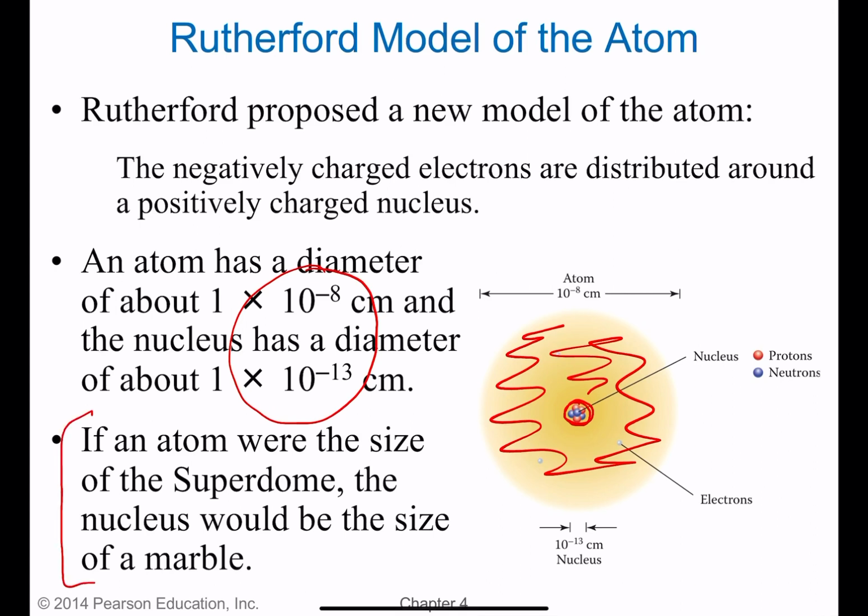There's plenty of analogies out there. If the atom was the size of the Superdome, the nucleus would be the size of a marble. There's plenty more. But the point is that the nucleus itself is extremely tiny, and we've got a difference in magnitude. So these two numbers here, that's a difference in magnitude of 10 to the 5th. So 10,000 or 100,000 times smaller.